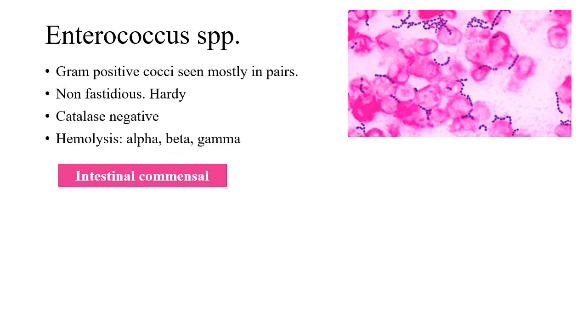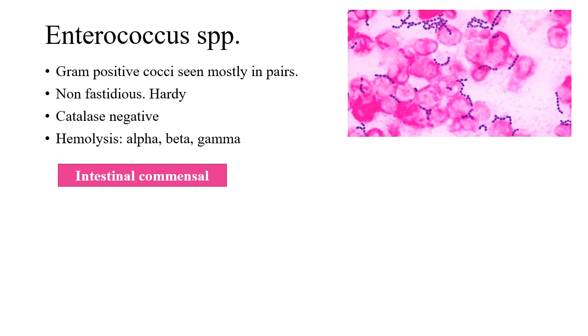And then Enterococcus species, which is not a very successful pathogen in healthy individuals, but in immunocompromised people, in people who are admitted in hospitals, it's a very important nosocomial pathogen. So it is an ovoid bacteria, mostly seen in pairs and small chains. It is non-fastidious, it is hardy. So you will find that most pathogens which are good nosocomial pathogens, they are non-fastidious and hardy. They can survive in hostile environments.